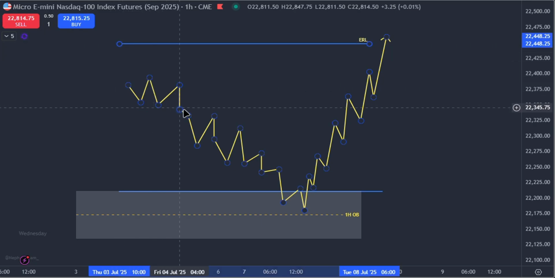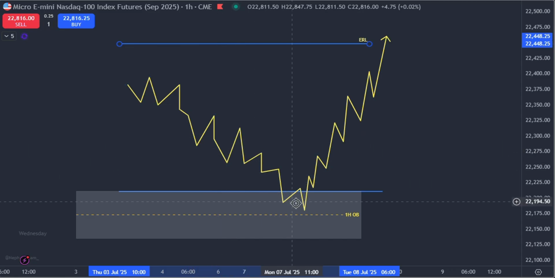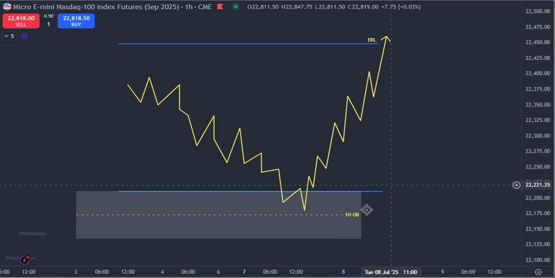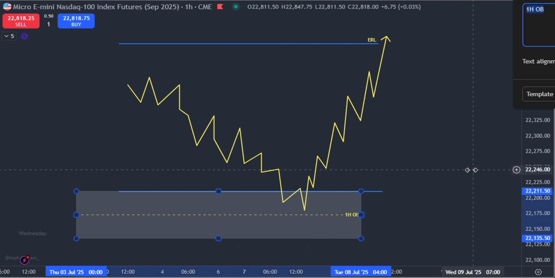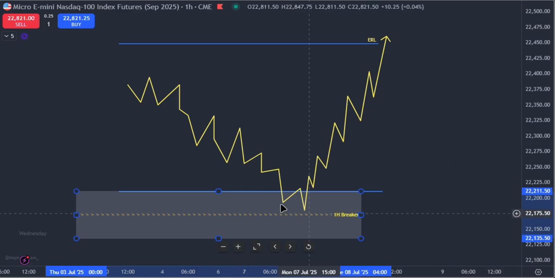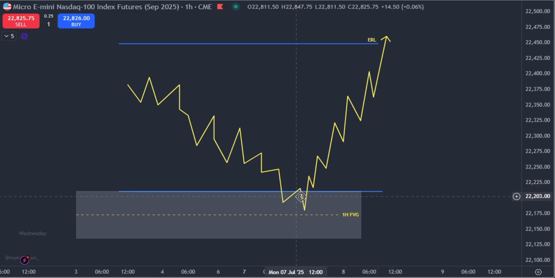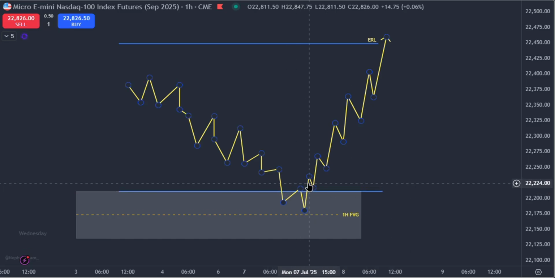We're retracing on the hourly time frame. We look for the change in market structure on the 1 minute, and then I'm going to target that hourly high, which is the external liquidity. It doesn't have to be an order block. It can be a breaker. You can retrace into a 1 hour breaker, or we can retrace into a 1 hour fair value gap. So that's what I look for.